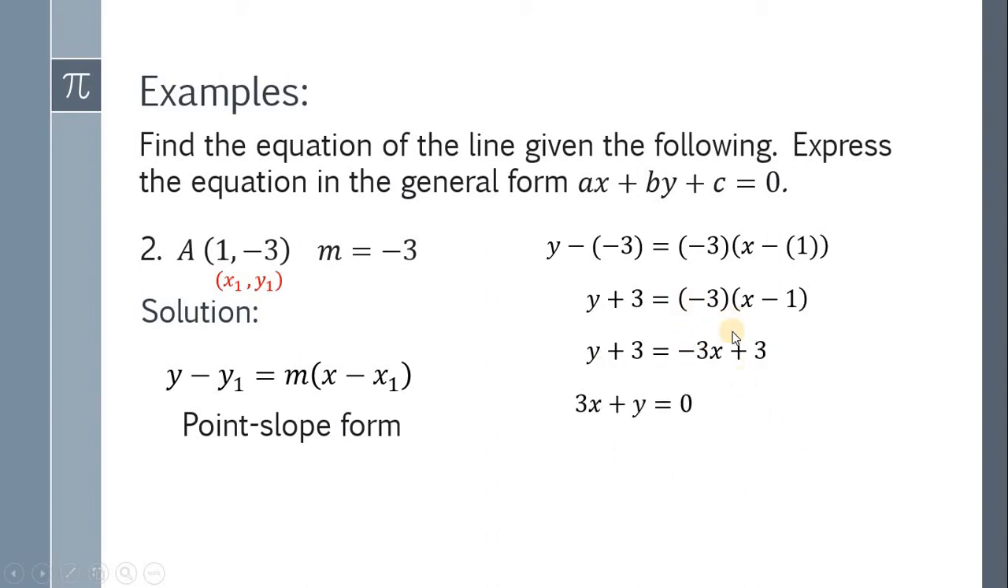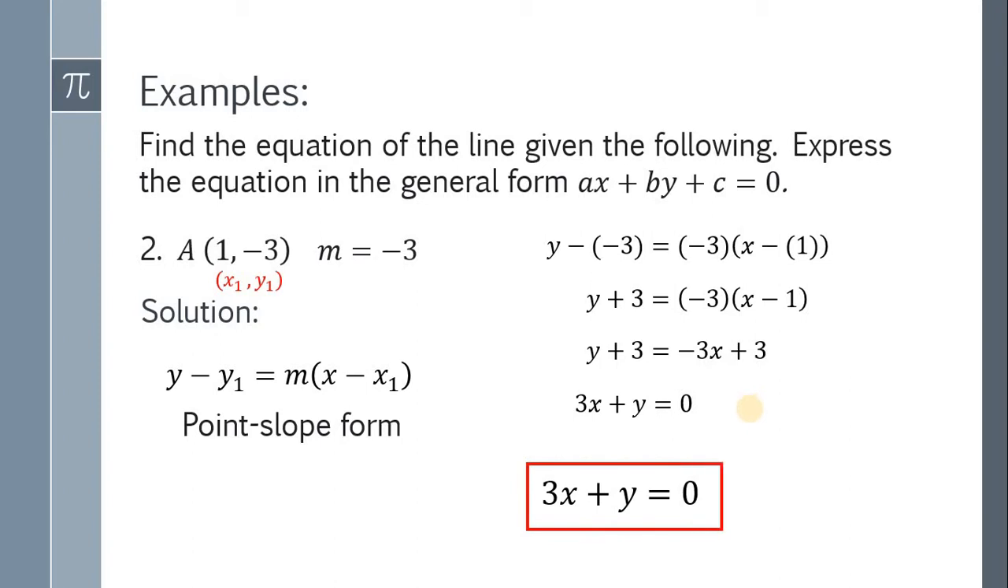Next, kailangan natin ay nasa general form and positive yung x. Since negative yung x dito, negative 3x, lipat natin sa kabilang side. So, magiging 3x plus y, lipat yung 3 sa kabila, 3 minus 3 will become 0. Therefore, our final answer must be 3x plus y equals 0. And we're done.